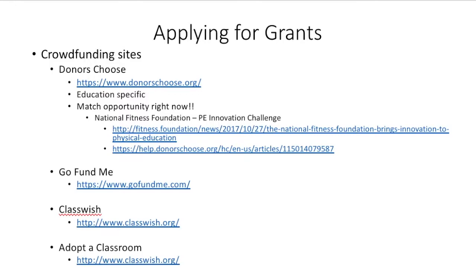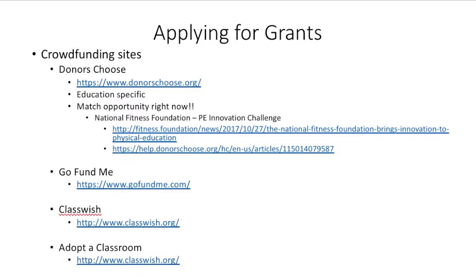All right, now where do we even begin when we're thinking about applying for grants? So I would say there's different categories of grants that you can apply for. The first one really isn't a grant application. It's more of what we call crowdfunding sites. So these are sites that you can publicize to people. You can state your need and then people donate to you.